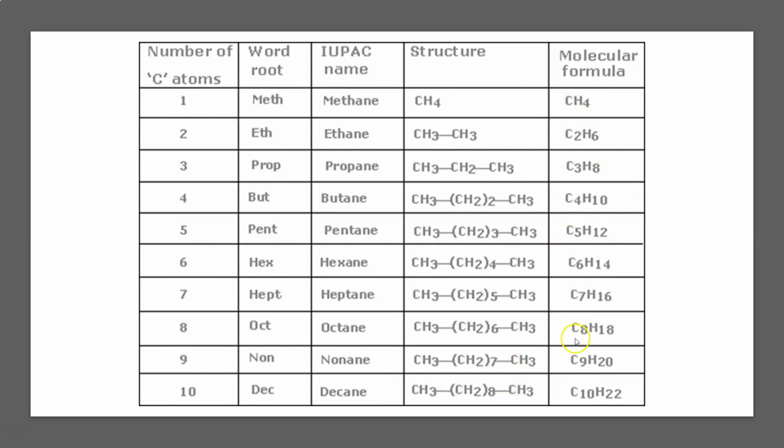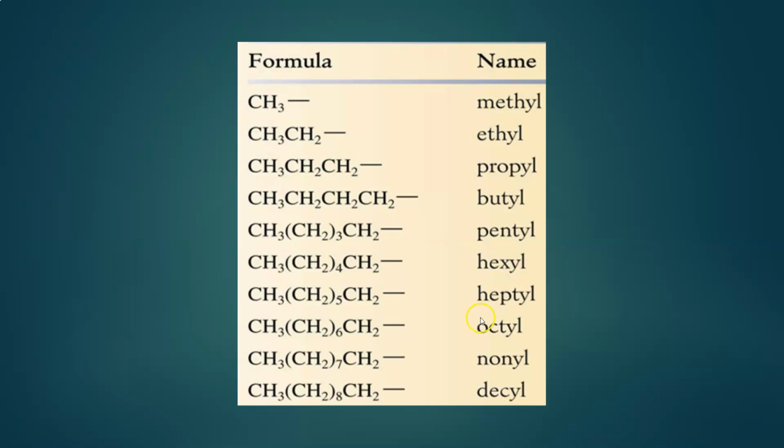This is the general formula, and this is the structural formula. The alkyl groups are those ones that can be in the chain as branches. For example, CH3 is methyl, CH2 is ethyl, and so on, as you can see here in this table.